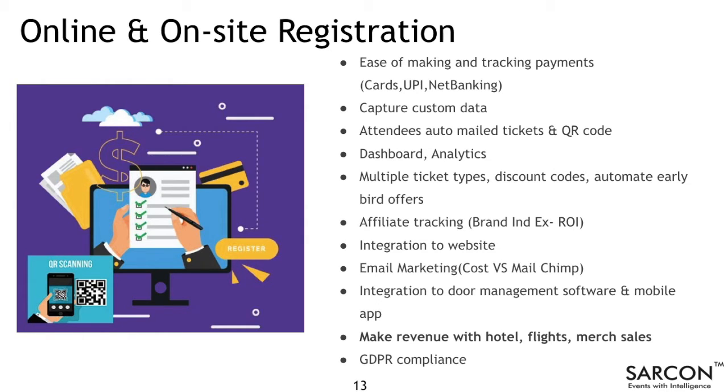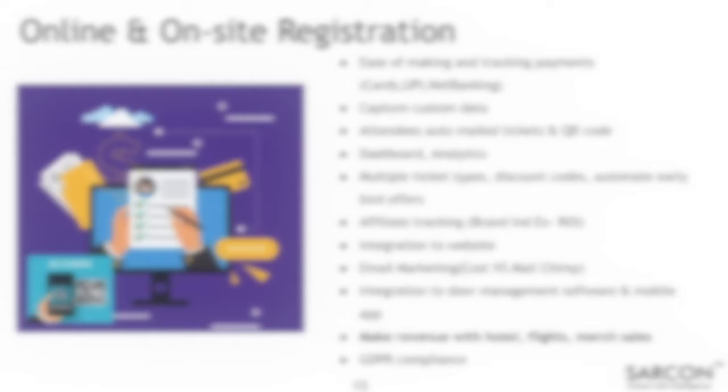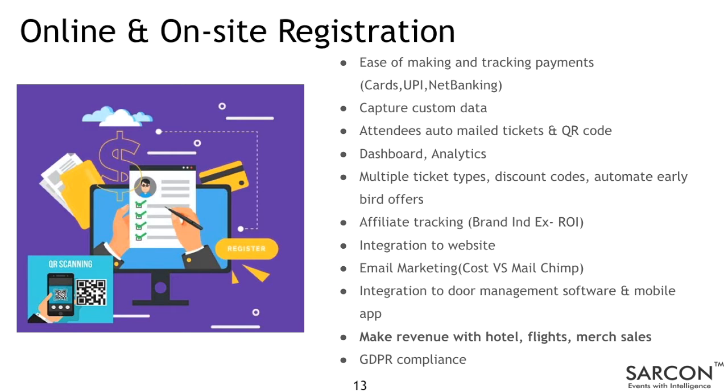Now, when this happens on the front end, you're going to have a dashboard in the back end where you're going to have detailed stats about your events along with analytics. Now, you can create multiple ticket types, discount codes, you can run early bird offers, and you can automate it. We also have affiliate tracking. I'm going to show you a specific case study on how this particular feature came in very handy for one of our customers.